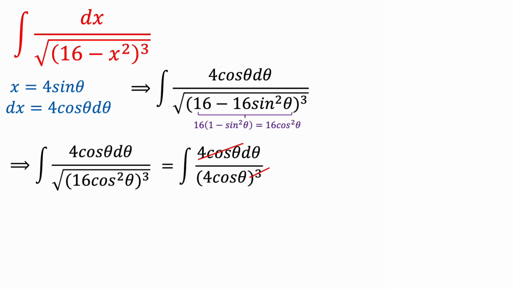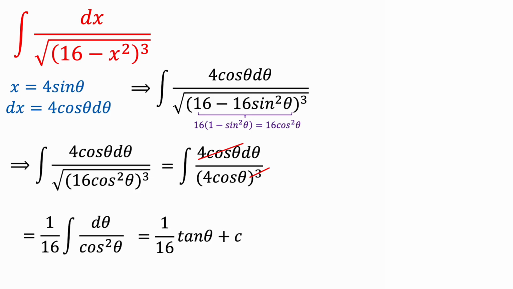Now, what is 4 squared? 16. I can move it outside the integral. So it becomes 1/16 of the integral of d theta over cosine squared theta. This looks familiar. The integral of d theta over cosine squared theta is tangent theta. So we found the solution in terms of theta. However, the original problem was in terms of x. So we have the answer, 1/16 tangent theta.